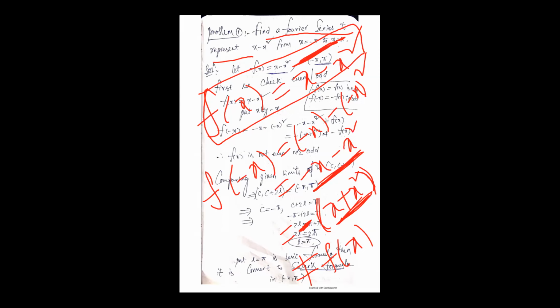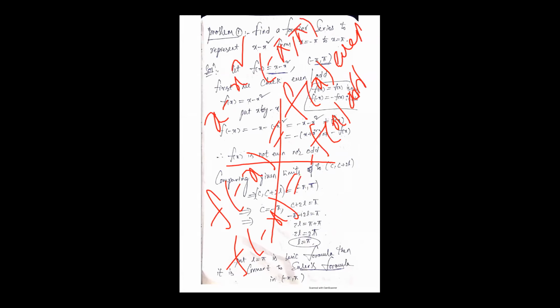So this is called the indirect method. When f of minus x equals f of x, the function is even, and when f of minus x equals minus f of x, it is odd. But the given problem x minus x square does not satisfy these two conditions. When the given limits are negative to positive with the same value, we have to check whether the function is even or odd.